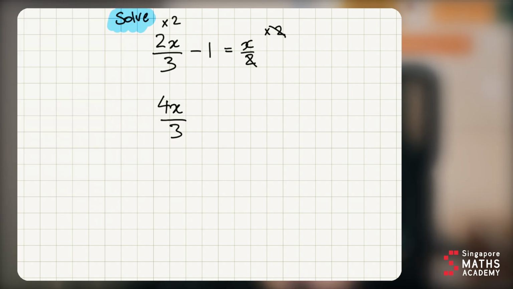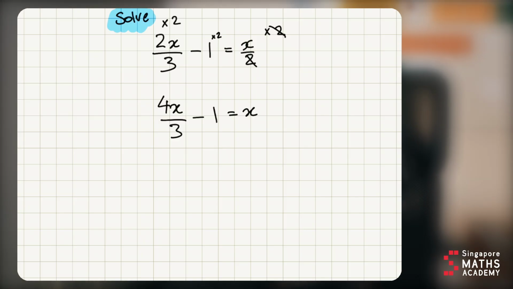So then I've got 4x over 3, but I have to remember to multiply the 1 by 2 as well. 4x over 3, take away 2, is equal to x. We're nearly done, right? We can also now think about, oh, I've got a 3 here, this fraction, I've got a third. I want to get rid of that third because that just makes it so much more complicated. So I want to multiply both sides by 3.